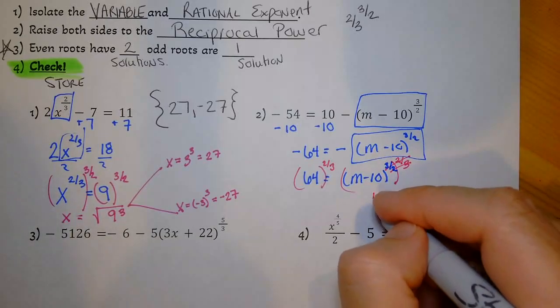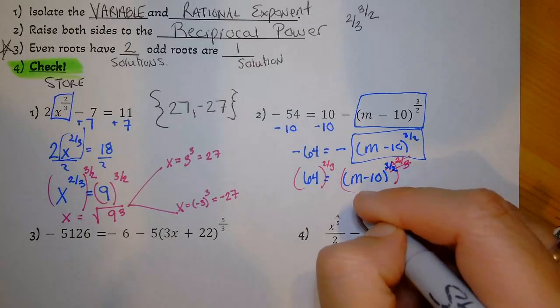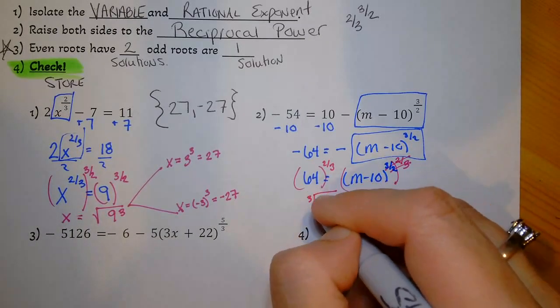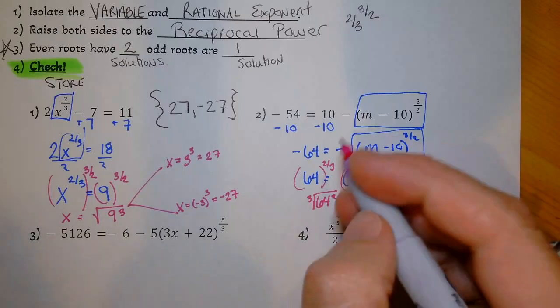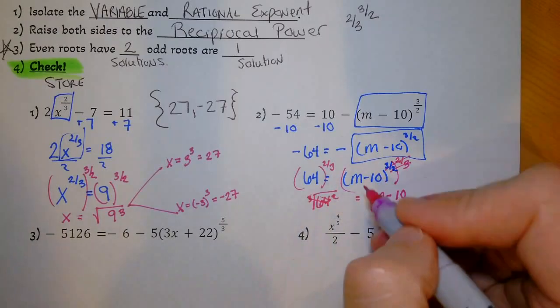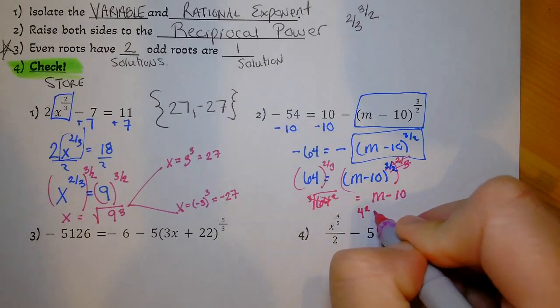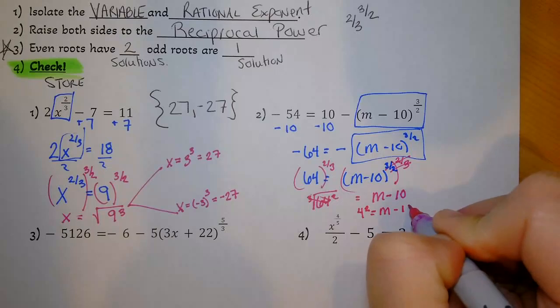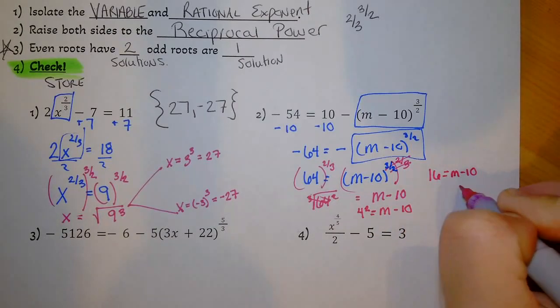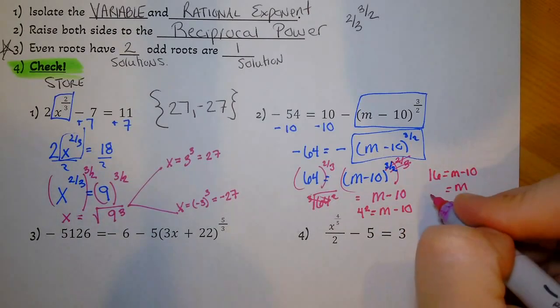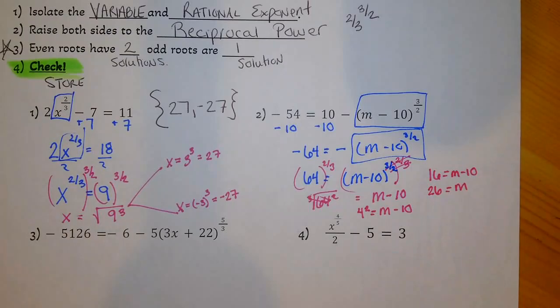Those undo each other. Here I just get m minus 10. And here I'm going to take the cubed root of 64 squared. Now here's the good news. This is an odd root, so I'm only going to get one answer. The cubed root of 64 is just 4. So I get 4 squared equals m minus 10. 16 equals m minus 10. I'm getting m equals 26.